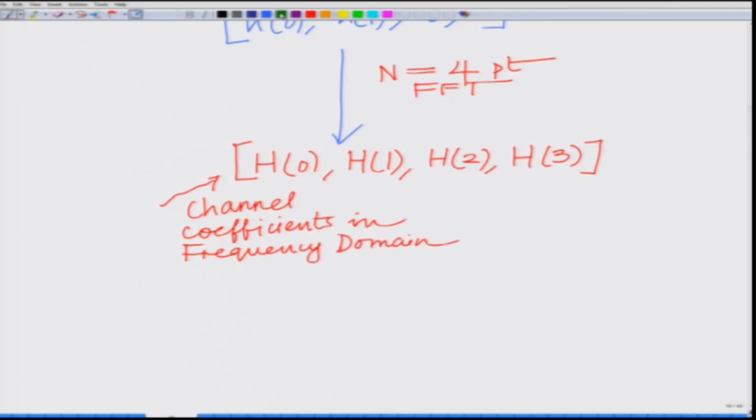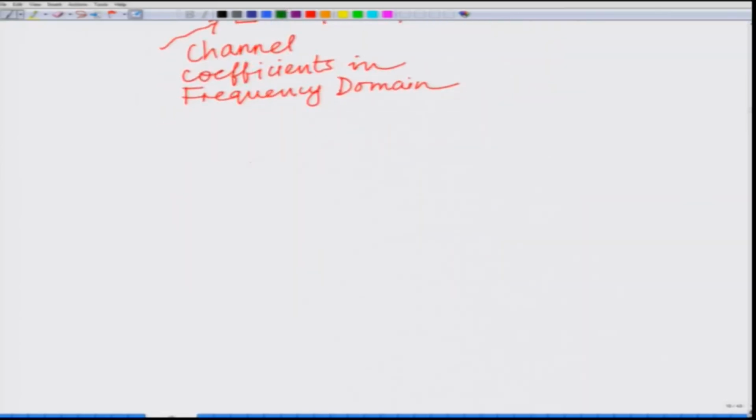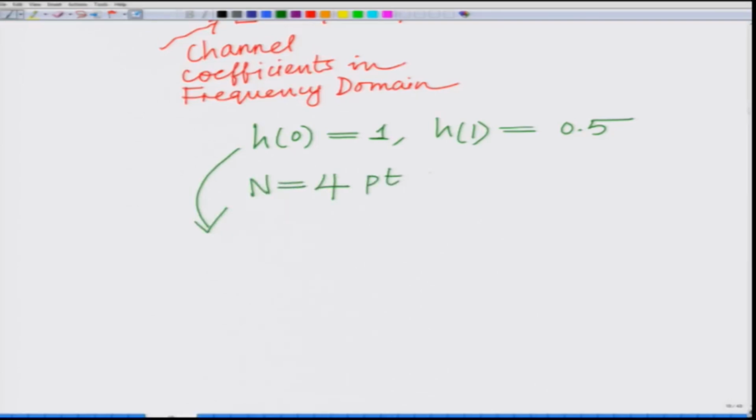You get the channel coefficients in the frequency domain. The channel taps are basically H0 equals 1, H1 equals 0.5, and you take the n equal to 4 point FFT of this after padding with zeros, and what you get is the channel coefficients in the frequency domain across the sub channels.